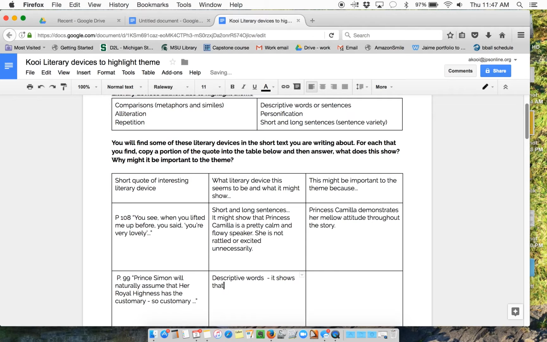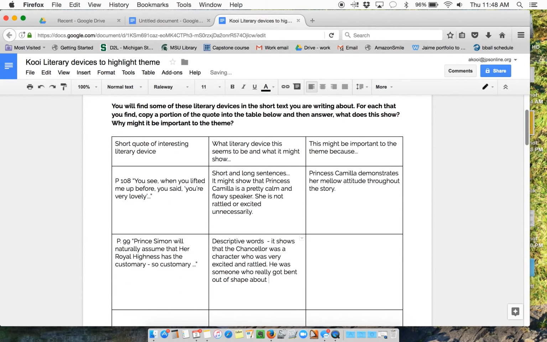It shows that the Chancellor was a character who was very excited and rattled. He was someone who really got bent out of shape. Sounds like my mom talking, but it works. About talking to the king.